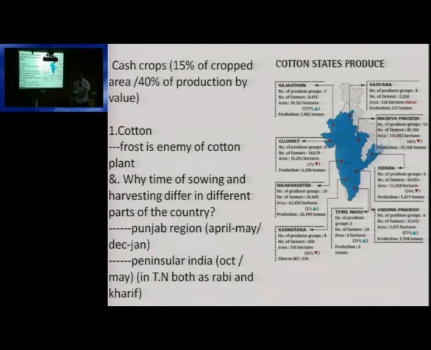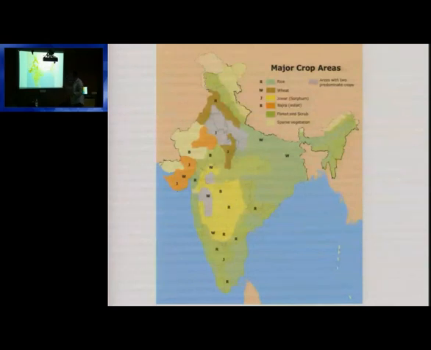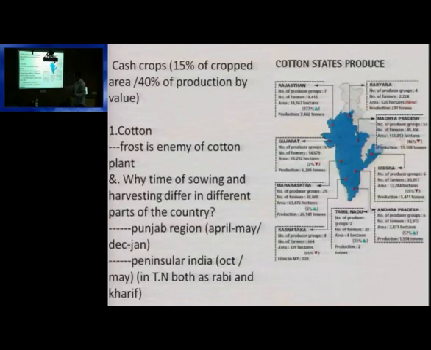Cotton is produced in many states. But on a very broad scale, you can divide the cotton growing region of India into three types. The first is Punjab, Haryana, Rajasthan, and a little bit of Gujarat, this region. That is one region. The other is Maharashtra, this one. And the other is southern India. Three regions. And in all three regions, the time of sowing and time of reaping is different. And my question is why? Why does time of sowing and harvesting differ in different parts of the country? UPSC might ask such a question, and there is a possibility.